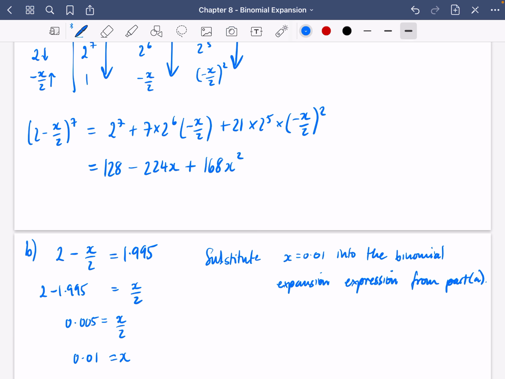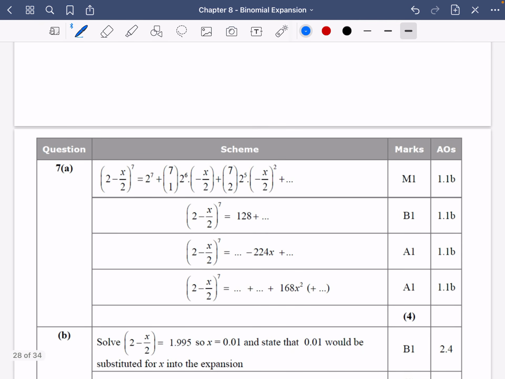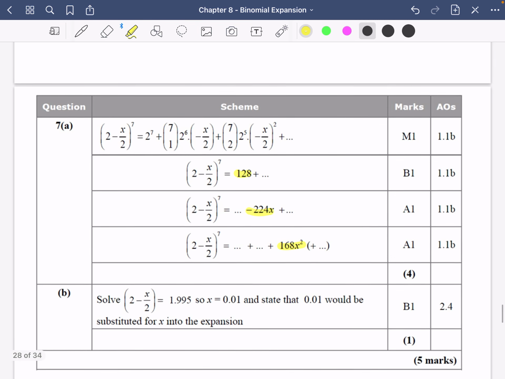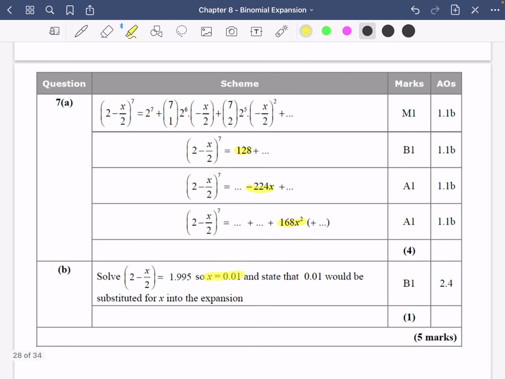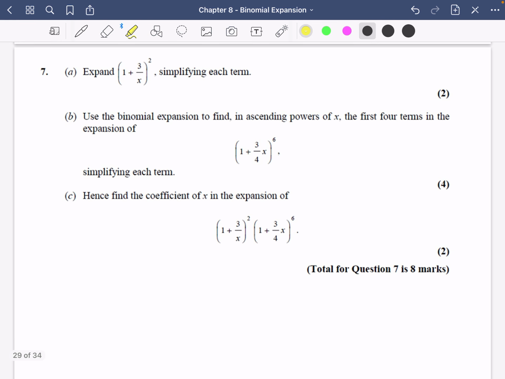Let's check we got it right. So it's 128, 224, and 168. So, yep, there we go. We got the 128 minus 224 and 168. So they've said, say that x equals 0.01 and say that it would be substituted into the expansion. Easy. So the last 2 questions do some repeat bits, which is in the part C. Repeat from something different, sorry.